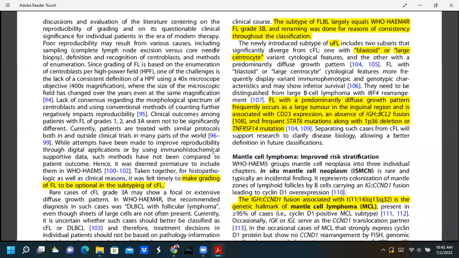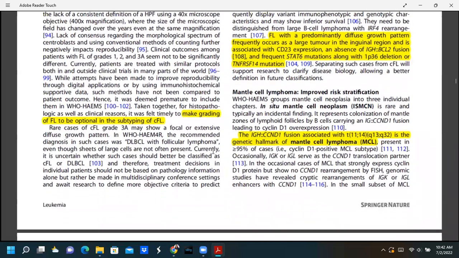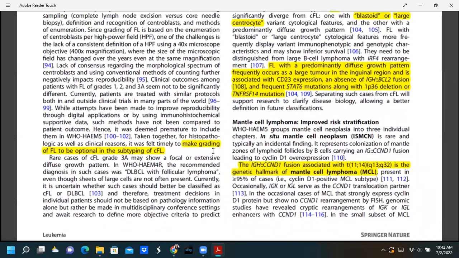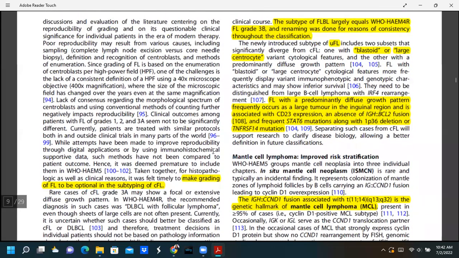Then the second type is follicular lymphoma with large cells. This is basically follicular lymphoma grade 3B, which has mainly all large cells. So this grade 3B is now called follicular large B-cell lymphoma. And then the third is follicular lymphoma with uncommon features.